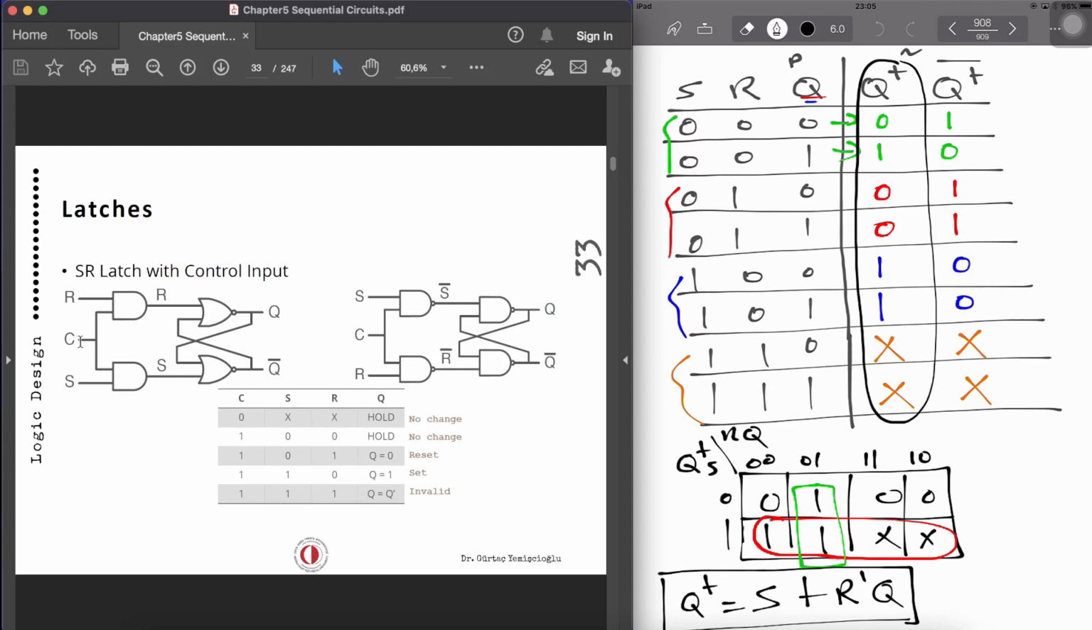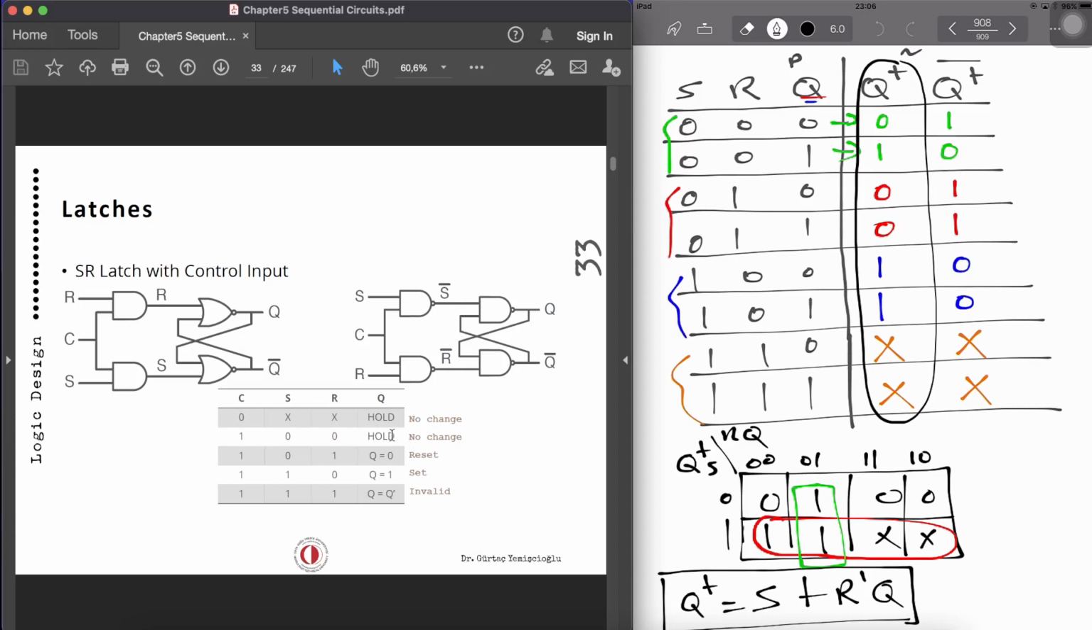Why are we introducing this control input? As you can see from this truth table, instead of having this hold, I can use this as a hold as well. So when control input is 0, then it's a hold. Why am I doing this, or why are the designers doing that?